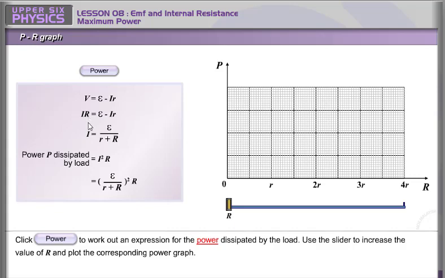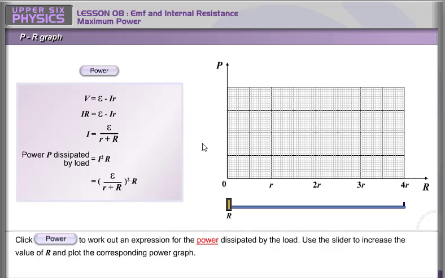The current that flows in the circuit is equivalent to epsilon over R plus r. This equation, we change the subject to I, so you get epsilon over R plus r. Now to calculate the power dissipated by the load, it is I squared R. So replace our I with this, and we get epsilon over (R plus r) all squared, times R.